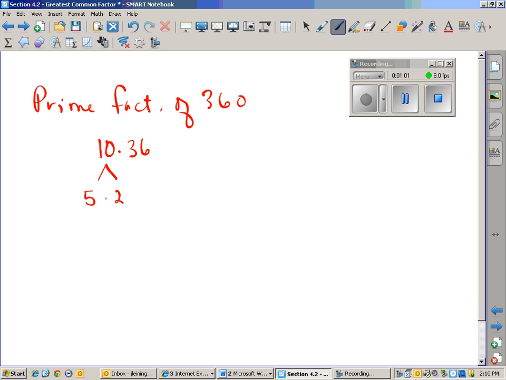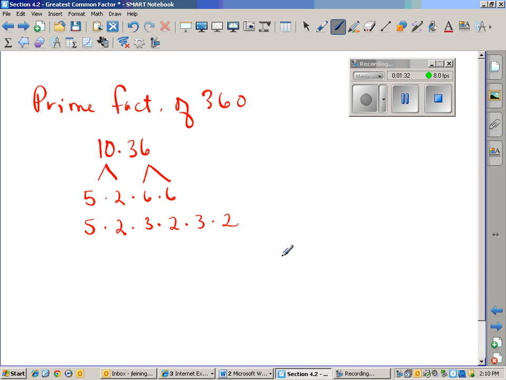Perhaps you'd like to use a factor tree. Might look like that so far. I can ask myself, am I finished? Do I have all prime numbers? Nope. 5 is prime, 2 is prime, but both of these 6's can be broken down further. So I bring down what I have, and I make each of these 6's 3 times 2. Now I examine my results. I've got a 5, a 2, a 3, another 2, a 3, and a 2.